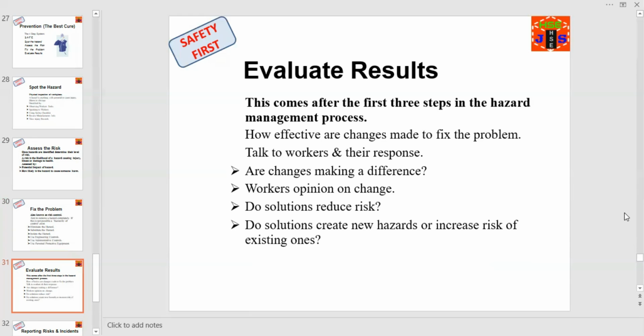Talk to the workers and their response. Are changes making a difference? Workers' opinion on change. Do solutions reduce risk? Do solutions create new hazards or increase risk of existing ones? All these questions might be answered while you are going to evaluate the results.